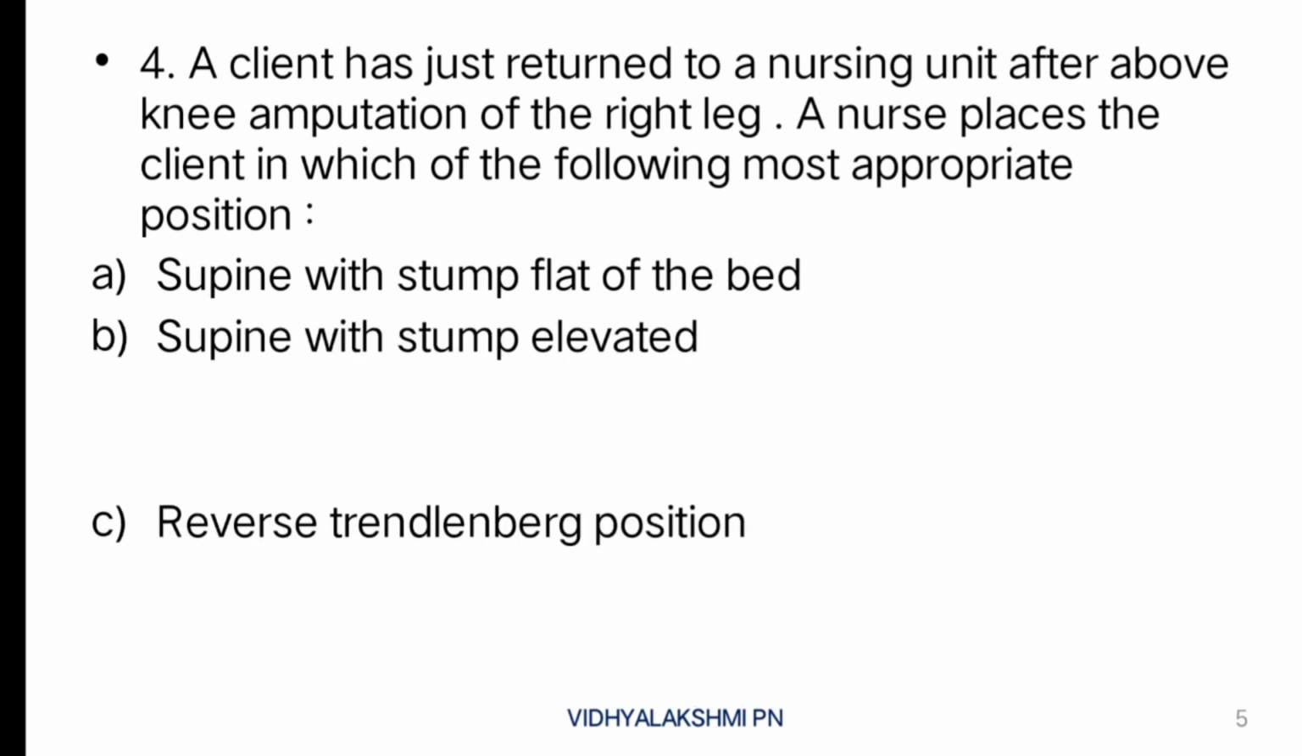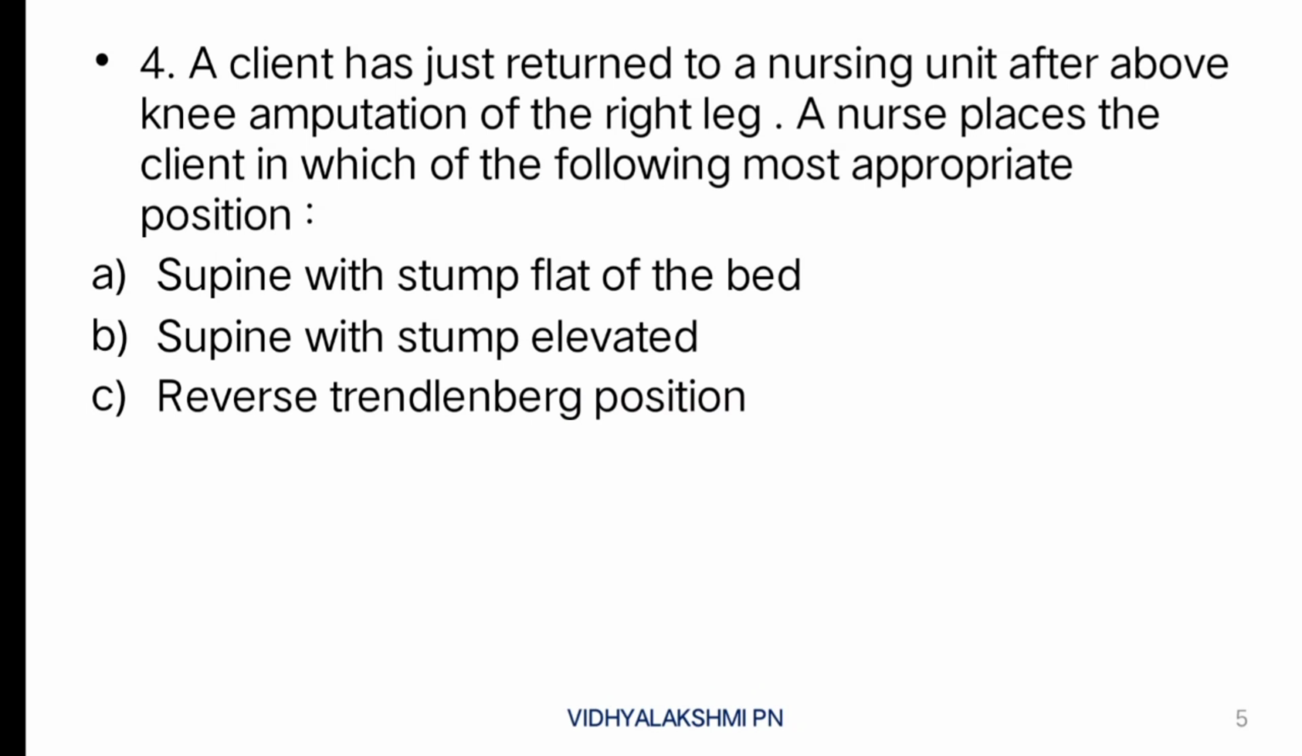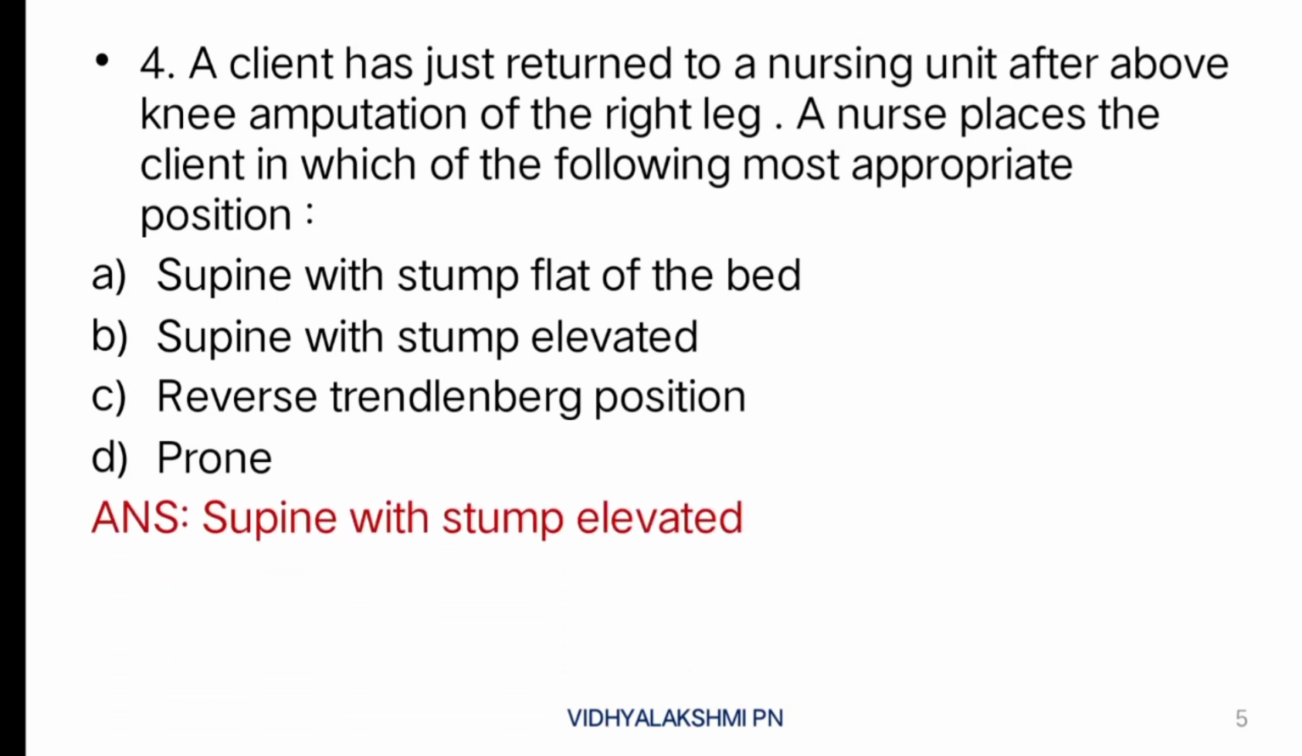Option A, supine with stump flat on the bed. Option B, supine with stump elevated. Option C, reverse Trendelenburg position. And option D, prone position. Soon after we receive the patient from the operation theatre, we have to provide a supine position with stump elevated. The stump is nothing but the part left after the above knee amputation, no? So the correct answer is option B, supine with stump elevated.